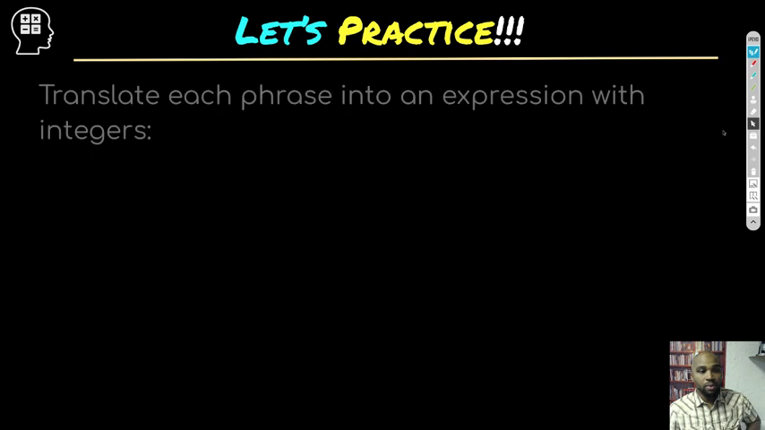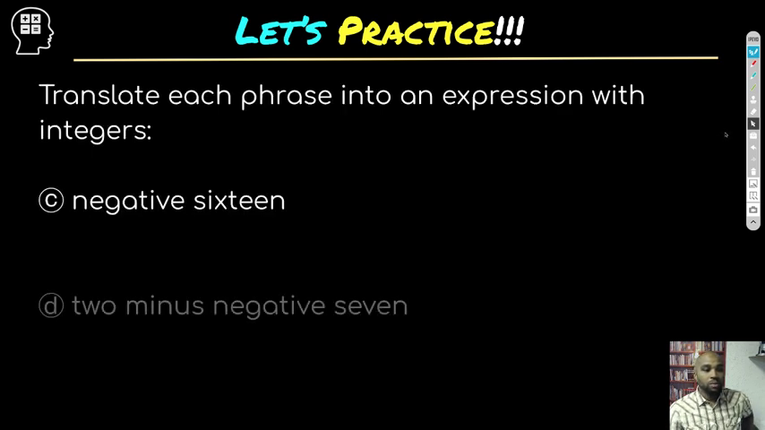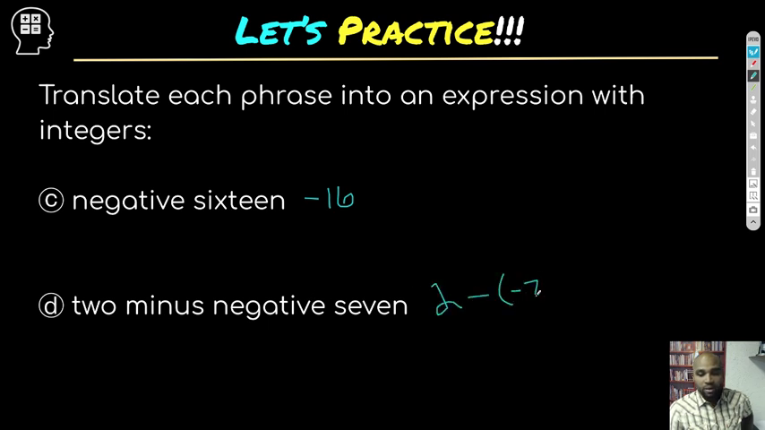All right, continuing with some practice. Let's do these two. What about negative 16? Well, that should be easy, right? Negative 16. Then 2 minus negative 7. You've got to be careful of those two negative signs. Notice I always put parentheses there. So the opposite of a negative 7 is going to turn into a positive 7. So that's going to give me 9 if they asked me to solve it. But they didn't. They just want me to rewrite it.